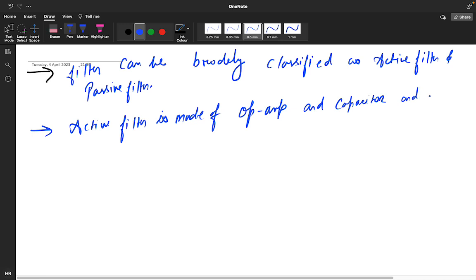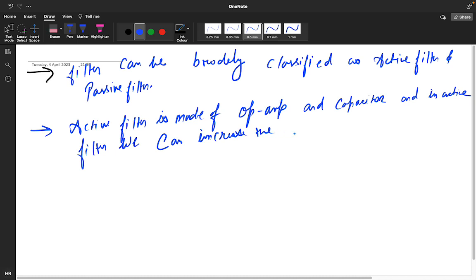In an active filter we can increase the gain of the signal. Gain means how much you have amplified the signal, in a very simple way. What about the passive filter?